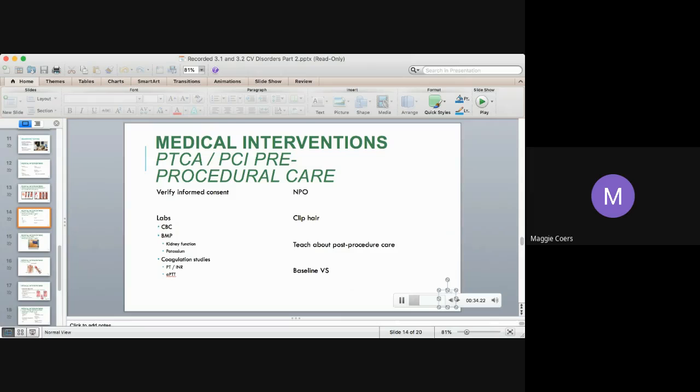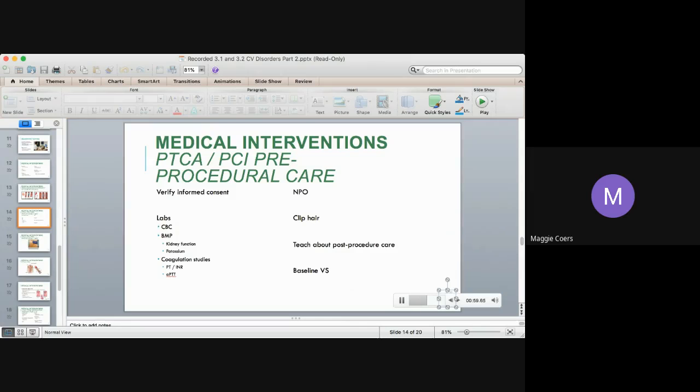We need to know what baseline the kidney function is because of the dye that's used in the cath lab. Okay, the dye that's used is notorious for decreasing kidney function. So we need to know what the baseline kidney function of the patient is. So if the patient develops renal failure, we'll know that quicker.